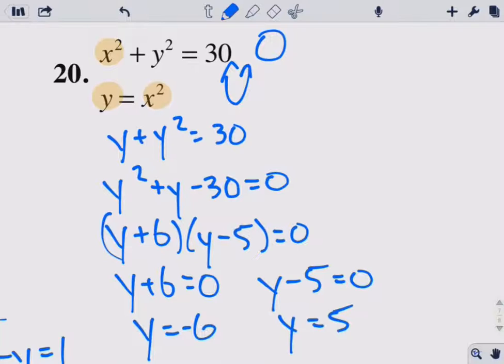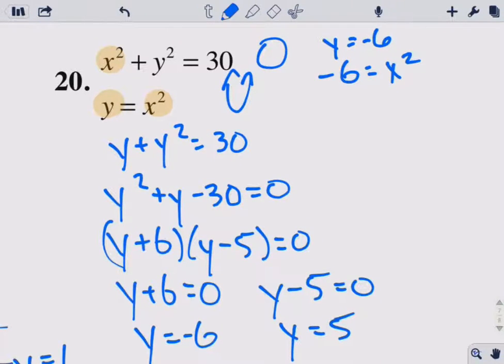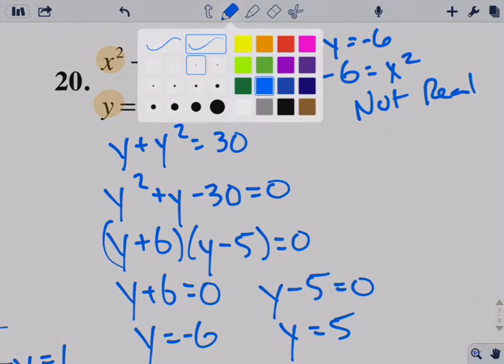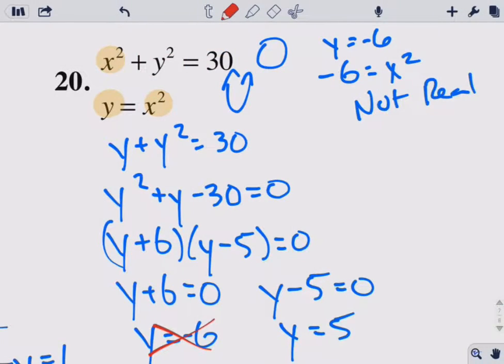First off, if y is equal to negative 6, you can do it here. Negative 6 is equal to x squared. Okay, remember y is equal to negative 6. Well, that's going to give me imaginary. So that's not real, so we'll throw those out. So we don't need y is equal to negative 6.